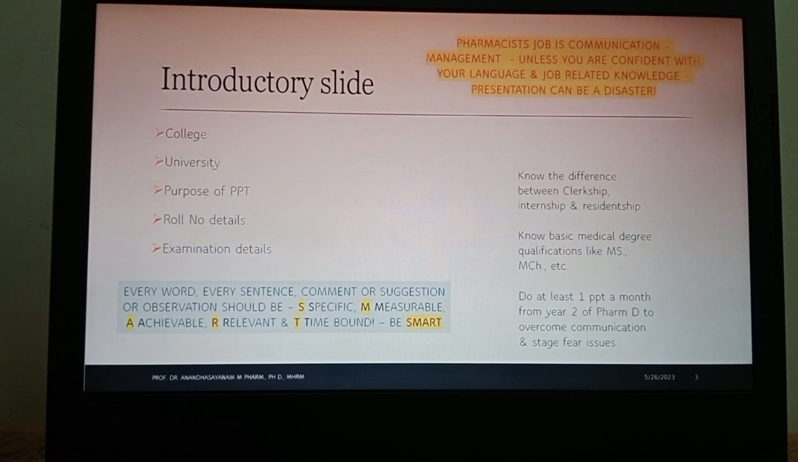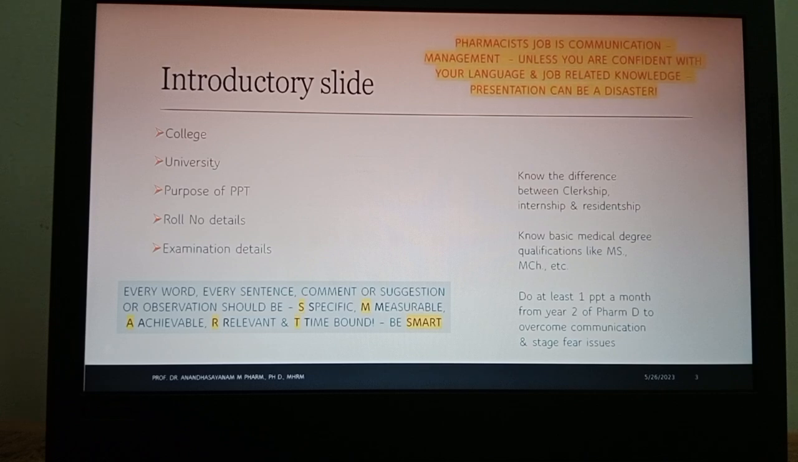So be very specific, and you should be relevant to the subject which you are discussing, right? When you are presenting a clerkship or an internship or a residentship, please understand the difference on what should be presented in each. What is the difference between clerkship, internship, and residentship? Know the basic medical degree qualifications like MS, MCH, MD, DM, DNB. What do these mean? And please write the qualification of the doctors involved, the paramedical staff involved, their designations in the hospital, and all those things.